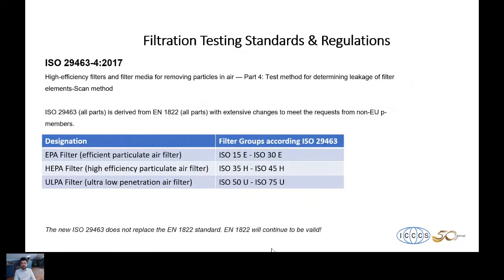Of course, EN is a European norm, but for internationally recognized standards, we always have these ISO norms as well. So there is ISO 29463-4, published in 2017, which is test methods for determining leakage of filter elements with a scan method. This is also for the manufacturers. In fact, this doesn't replace the EN 1822 standard. This European norm will remain the same.